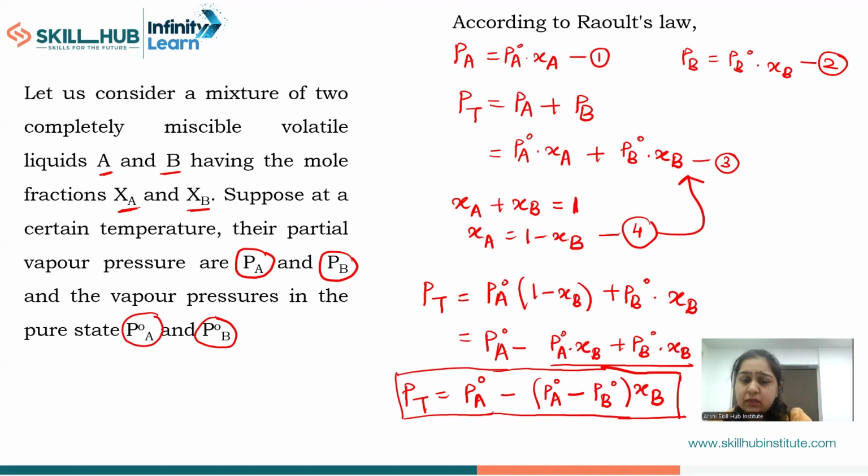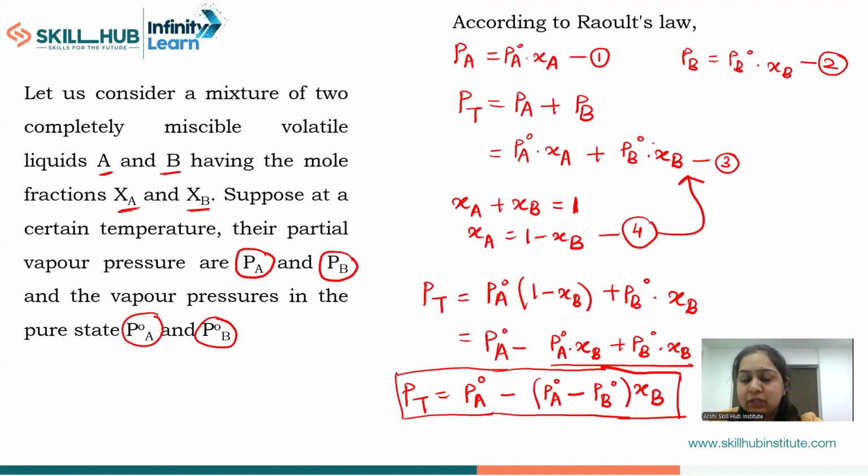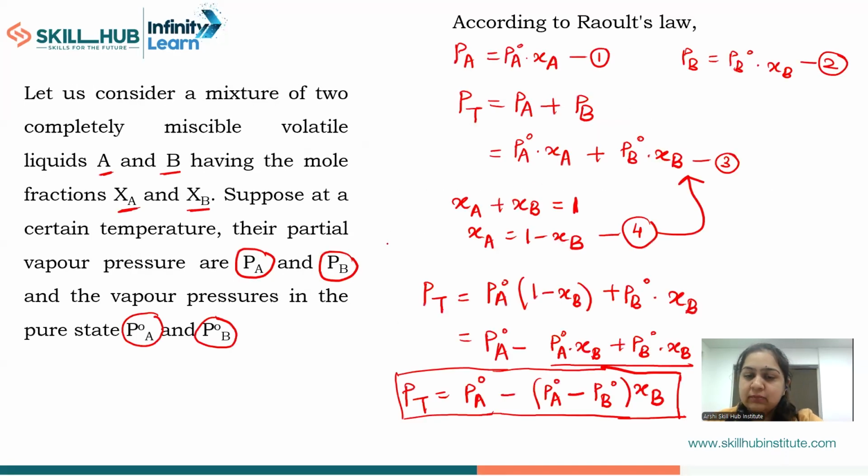Let us see the conclusions that we get from the equation. The total vapor pressure over the solution can be related to the mole fraction of any one component. When I go back to the equation, I see there is only one mole fraction required, that is, here we require XB. So even if the mole fraction of any one component is given to you, you can easily find out the total vapor pressure. The total vapor pressure over the solution varies linearly with the mole fraction of component 2. So what does it mean by linearly?